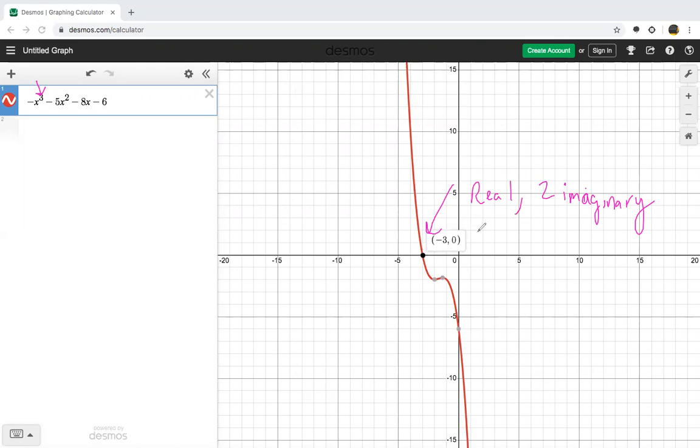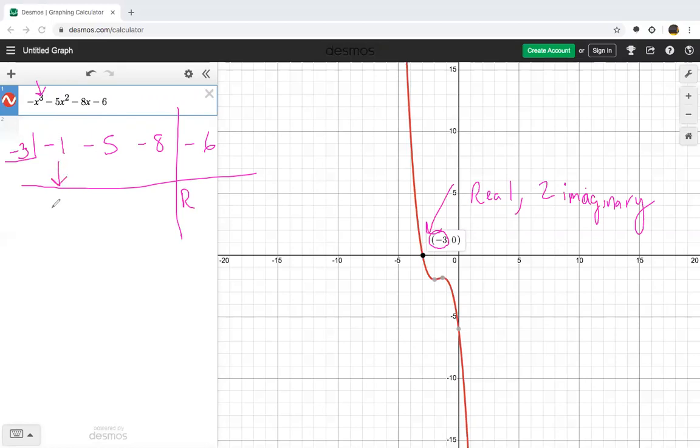So what we'll do is we'll take that real, nice, friendly 0 here of negative 3, and we'll put that in our little bracket. And now we'll write down the coefficients of the polynomial. So we've got a negative 1, a negative 5, a negative 8, and a negative 6. Lots of negatives today. Answer line, remainder line. Bring down the first coefficient here, which is a negative 1. When you are in this answer space down here, the only thing you may do is multiply back to the divisor. Negative 1 times negative 3 is positive 3.